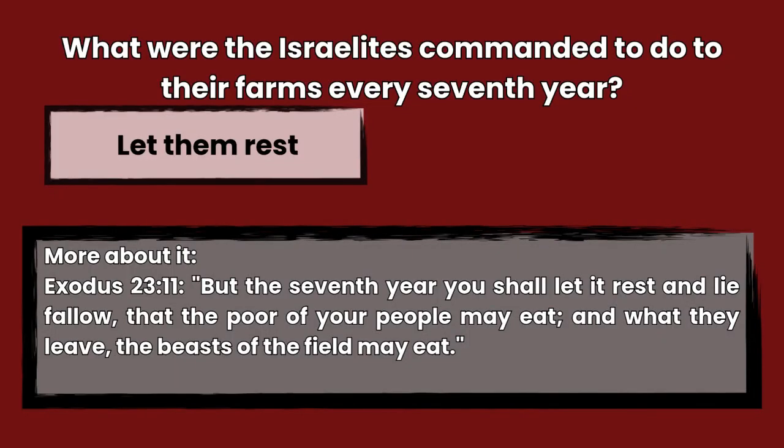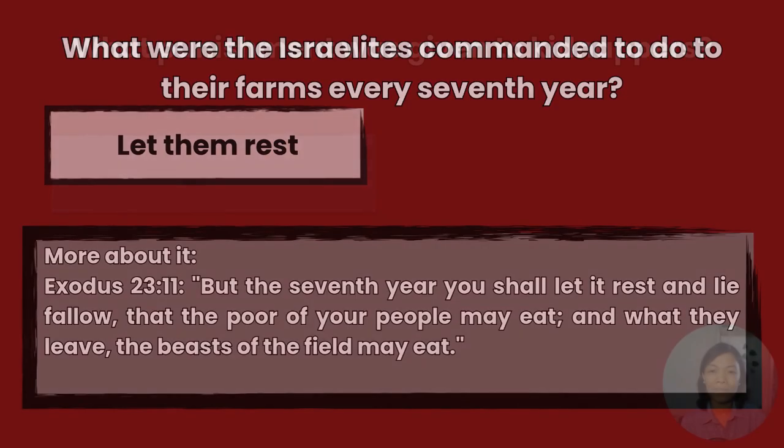The answer is, let them rest. Exodus 23:11. But the seventh year you shall let it rest and lie fallow, that the poor of your people may eat, and what they leave the beasts of the field may eat.